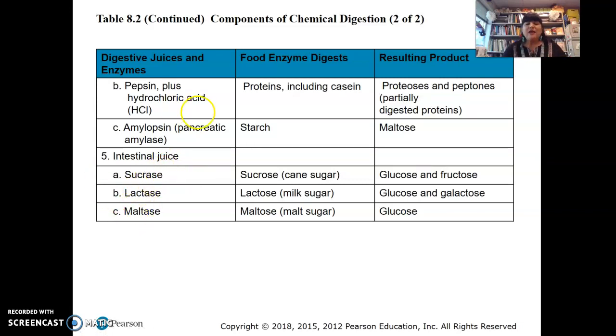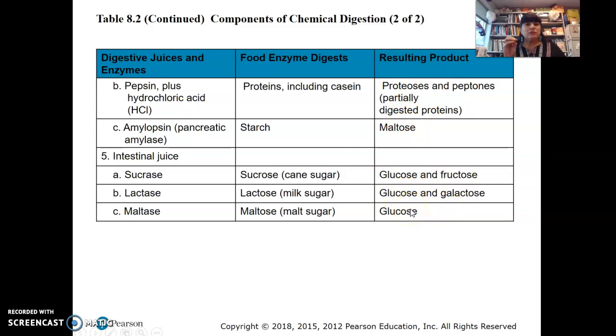So sucrase, whenever you see ASE, we're referring to an enzyme. Sucrase, enzyme breaking down sugar, sucrose. Lactase, enzyme breaking down lactose, milk sugar. Maltase, enzyme breaking down maltose, another type of sugar, malt sugar. So yeah, and then it says resulting product: glucose, fructose; glucose, galactose; glucose.